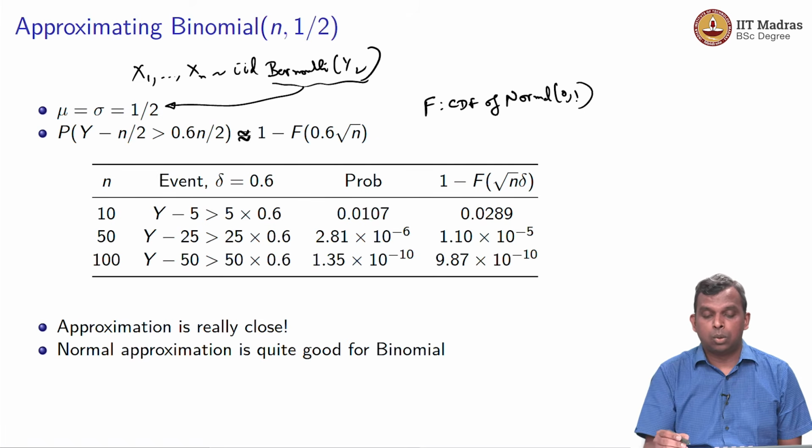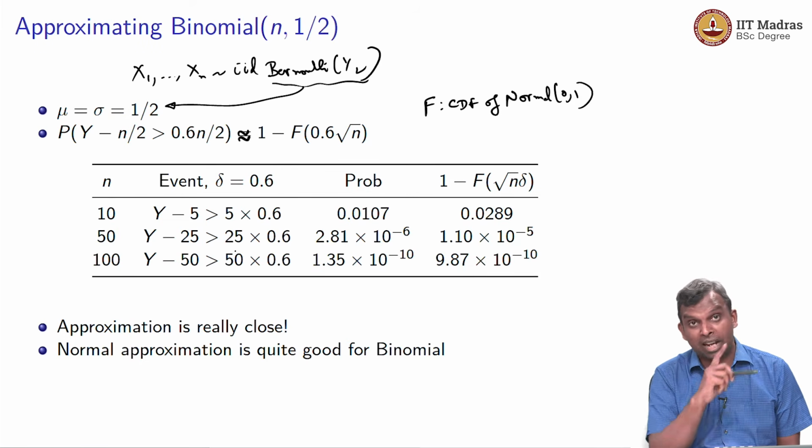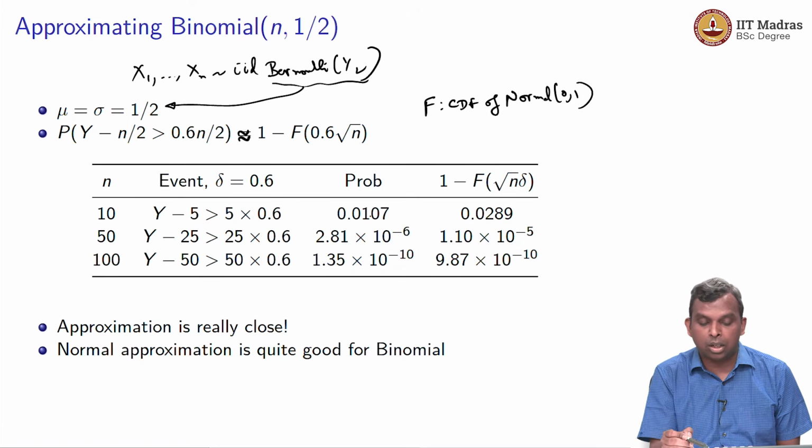Okay, so that's the formula here. And if I do 10, 50, 100, notice this. This is same as what we had before. I had the same events listed out. Probability is like 10 power minus 6, 10 power minus 10.